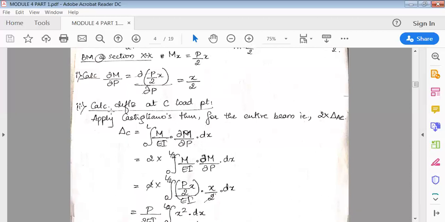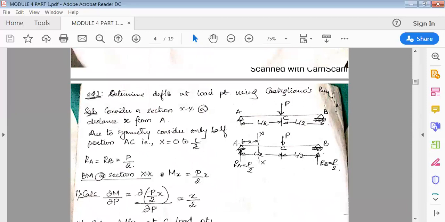So now calculate the deflection at C, that is at the load point. So apply Castigliano's theorem now. Apply Castigliano's theorem for the entire beam. So we are going to take this complete beam. It is like we have considered moment only in portion AC. In BC it is just the same.